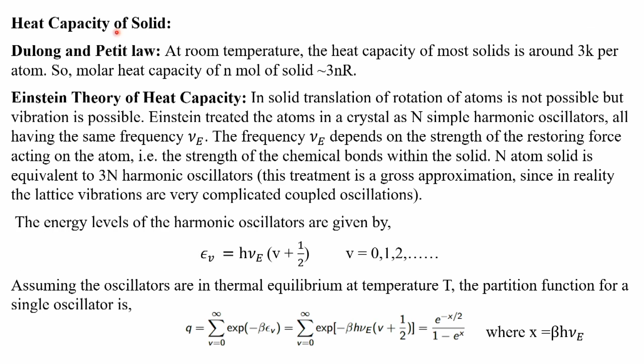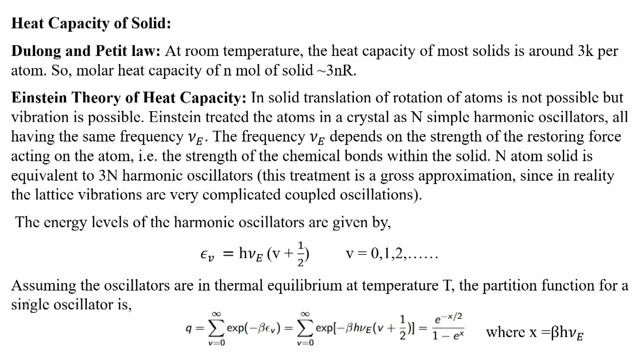Next we discuss heat capacity of solid. So Dulong and Petit law. At room temperature, the heat capacity of most solids is around 3 kb, okay, 3 times Boltzmann constant per atom. So molar heat capacity of n mole of solid is 3nR. So for every atom it is 3 kb, right?